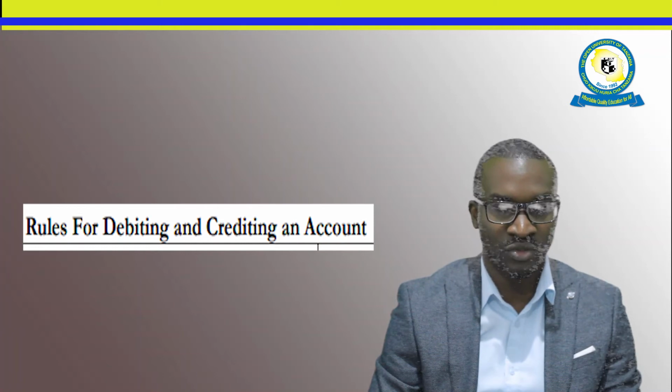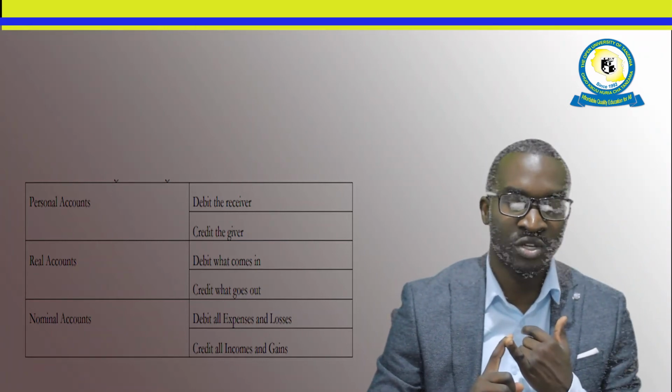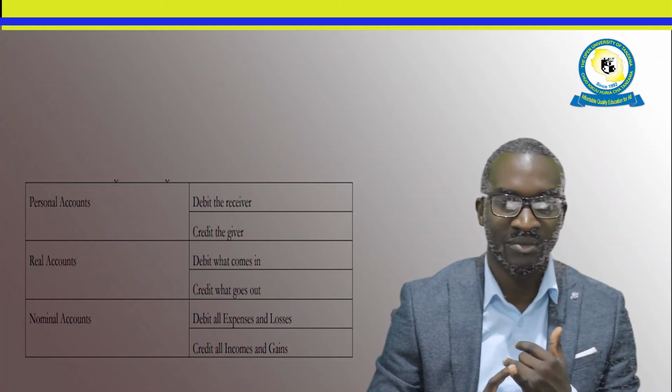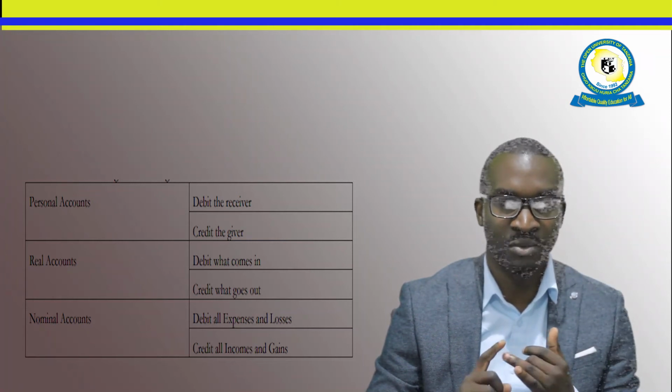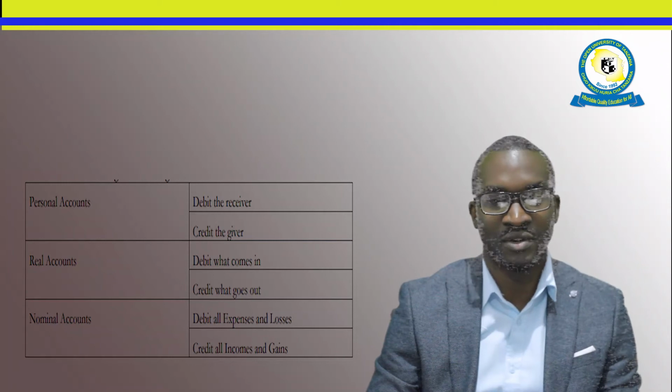Now let us start with the personal accounts. Here, this is the rule: you debit the receiver and you credit the giver. I repeat, the rule under the personal accounts, and by personal accounts I refer to the debtors and creditors: you debit the receiver and you credit the giver.